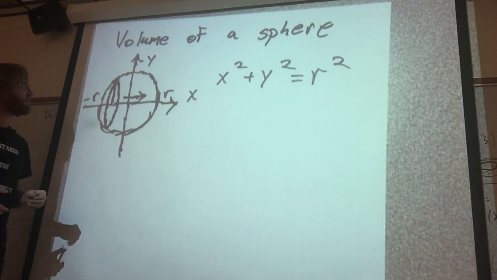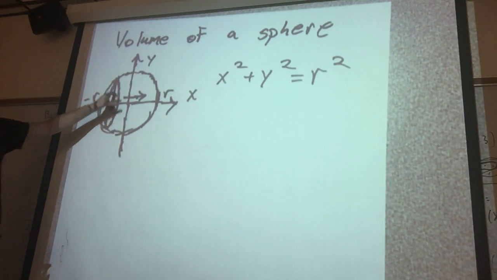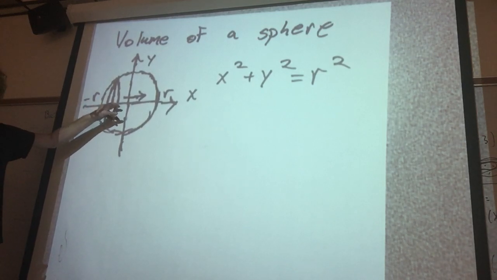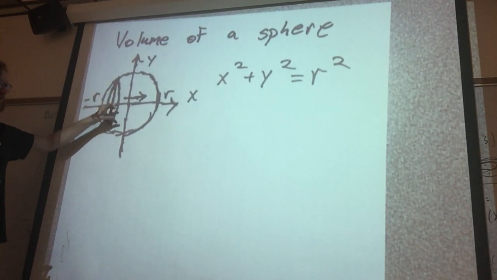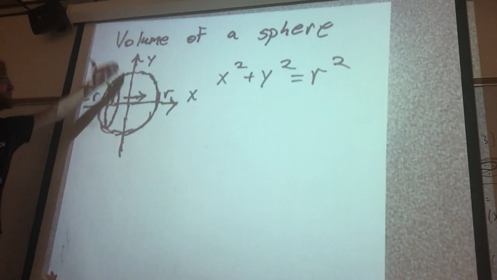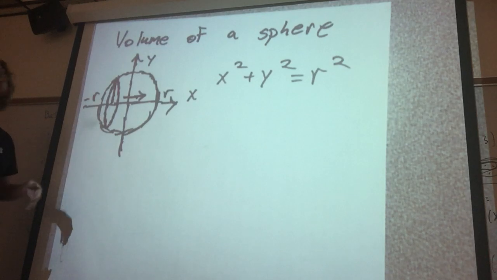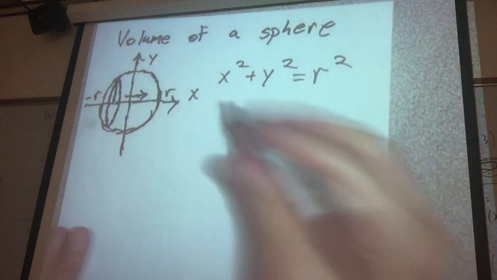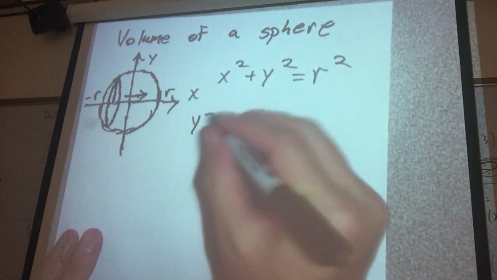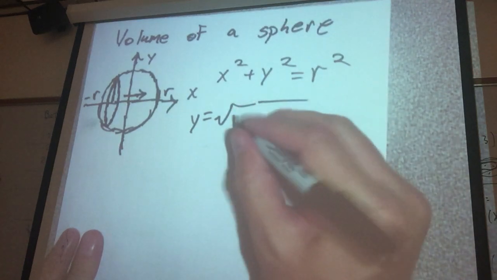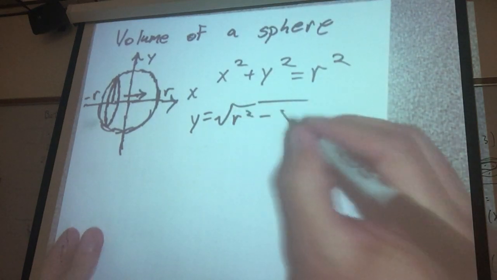So to create this sphere, I have to consider what is this height right here? How is this changing, okay? This distance right here, what is it? It's y. This is the y distance. This is the y-axis. This distance is y. So from this, we're going to get that y is going to equal the square root of r squared minus x squared.